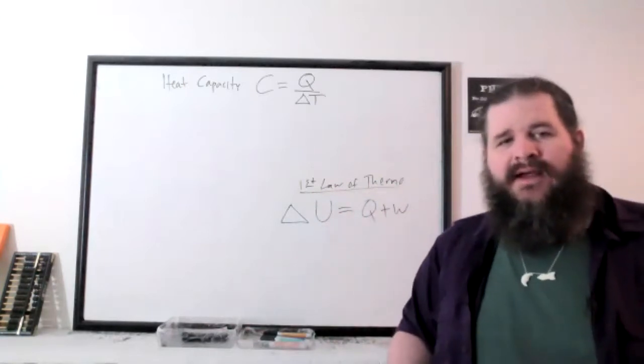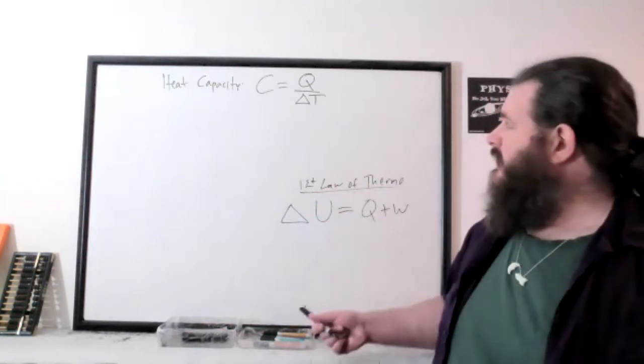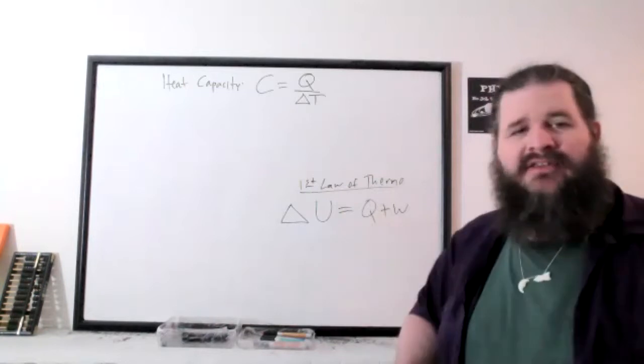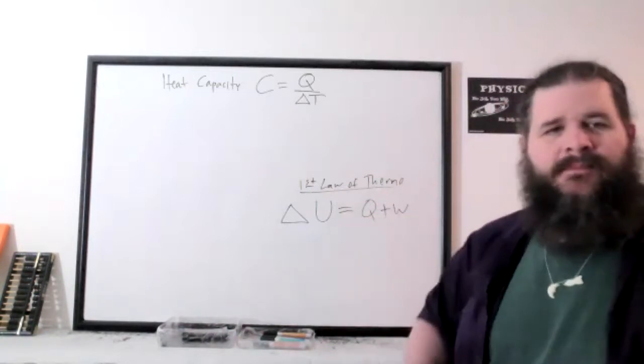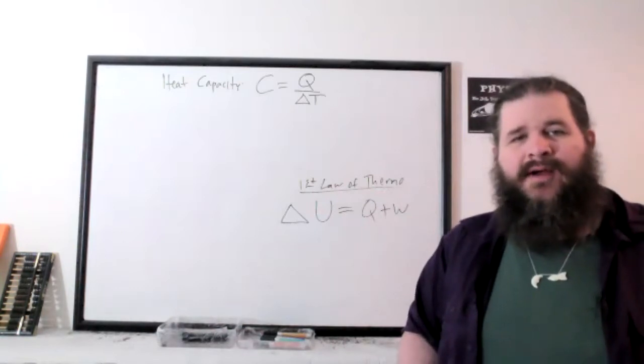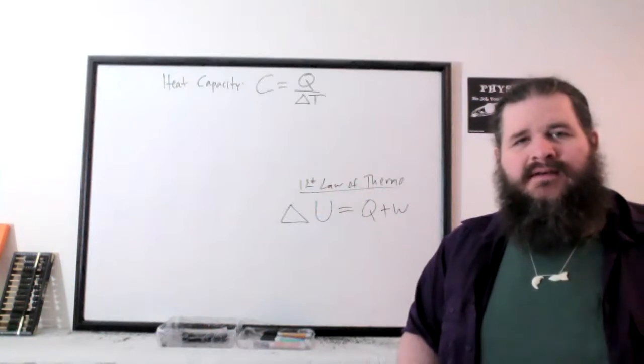So we're not quite defining the heat capacity as change in energy over change in temperature. We are more specifically defining it as just the heat divided by the change in temperature. Of course, if there's no work done, then it's the same thing. But if there is work, then those are not quite the same. And what would be a situation where there is no work done?